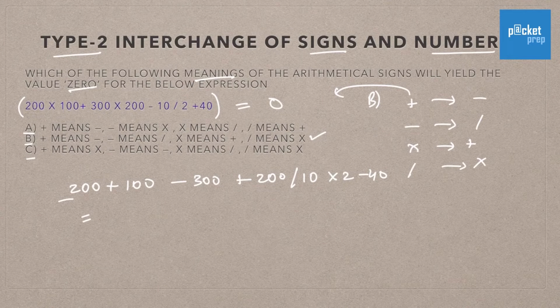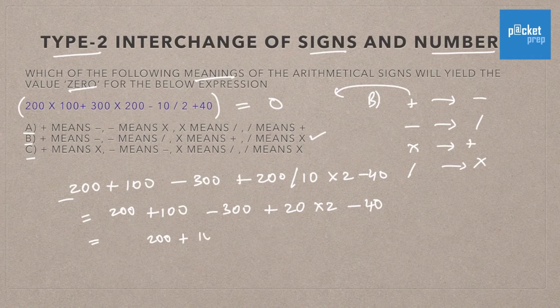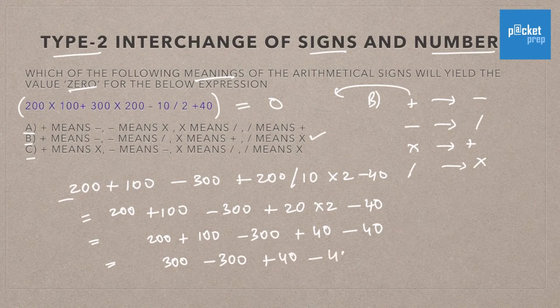According to Bodmas rule, 200 plus 100 minus 300 plus 20 into 2 minus 40. Further simplifying this, 200 plus 100 minus 300 plus 40 minus 40. On further simplifying this, 300 minus 300 plus 40 minus 40, which is equal to 0. So option B will give us the answer as 0. Therefore, option B is the correct answer.